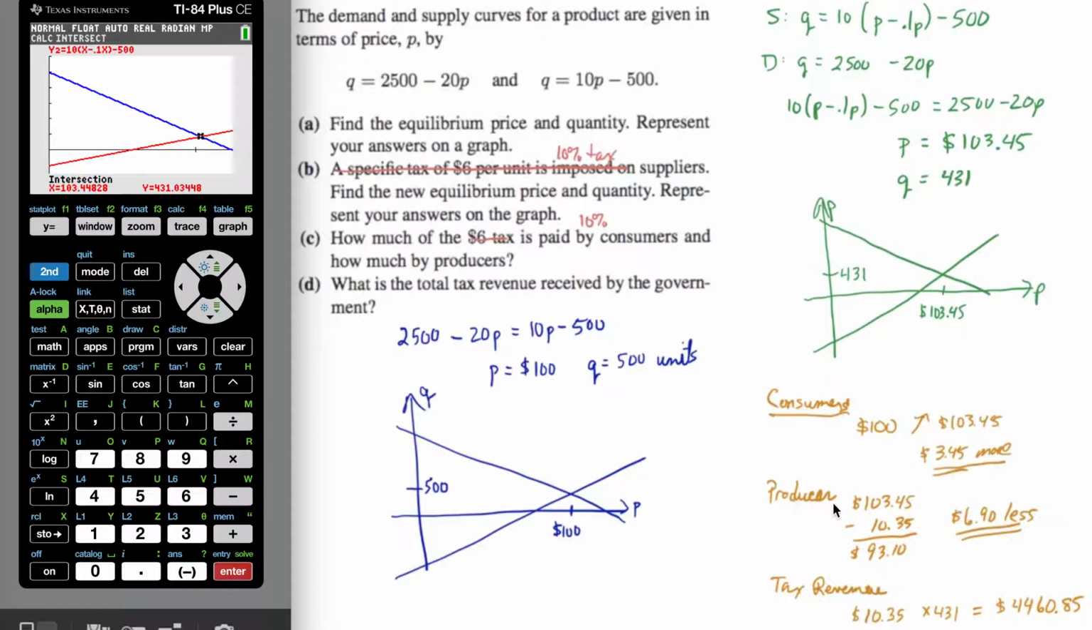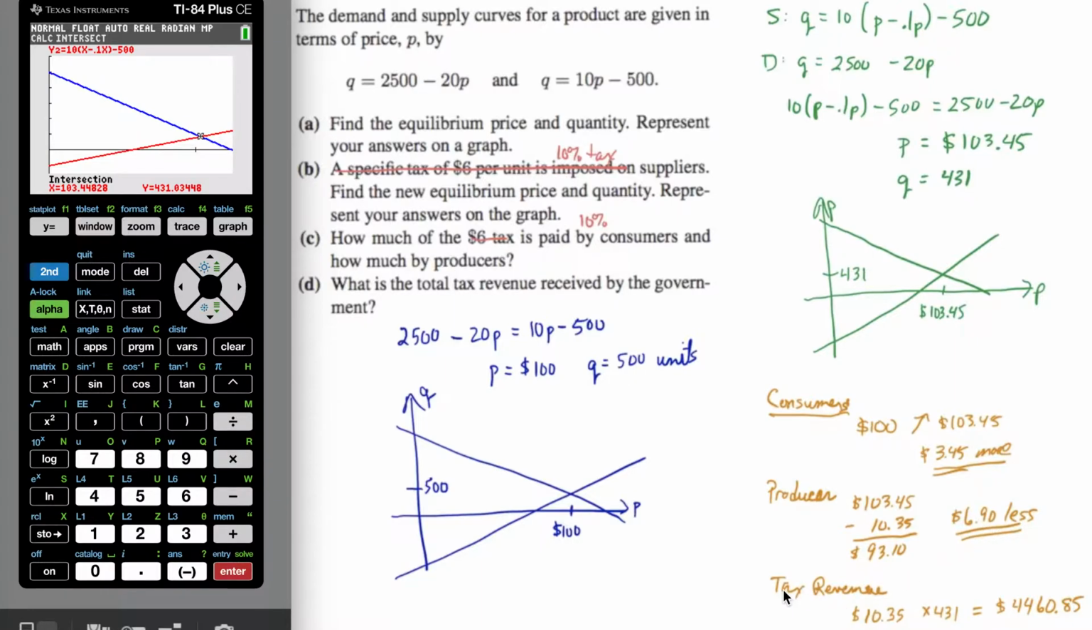The producer, on the other hand, collects the $103.45 from the consumer and then has to give 10% to the government. 10% of $103.45 comes to be $10.35. So if you subtract the tax from what they collect from the consumer, the producer now gets to keep $93.10. This is $6.90 less than the $100 that they used to get to keep before taxes. So $6.90 is their share of the tax.